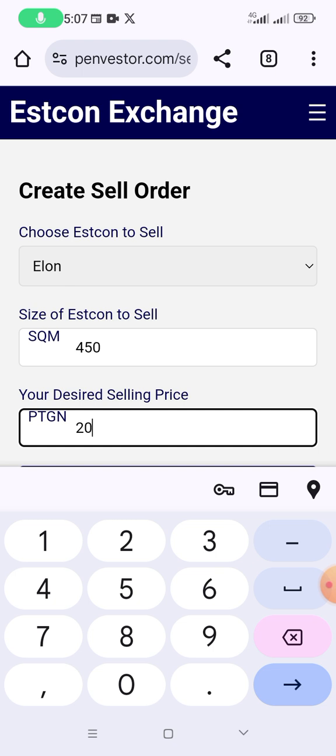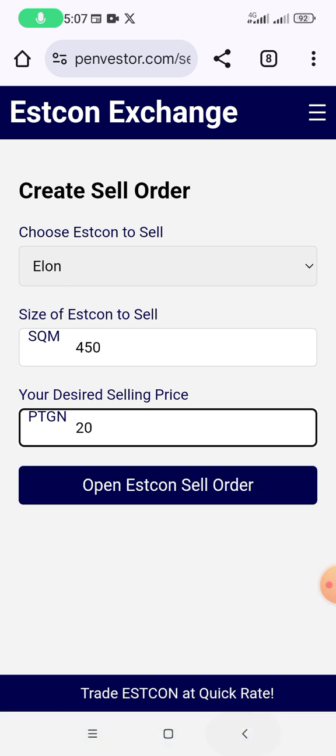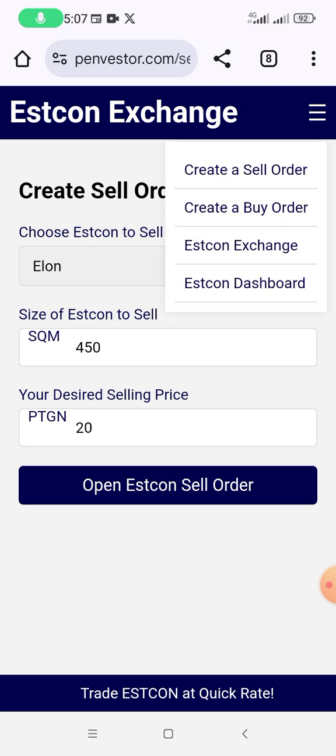20 PTGN. Let me check my balance. And immediately I create this order, I'm going to create another order that I am buying at 15. If any person is willing to sell to me at 15, let the person sell to me at 15. So I'm selling at 20. I'll just create that sell order that I am selling at 20. In fact, let me go and create that buy order first before creating that sell order.